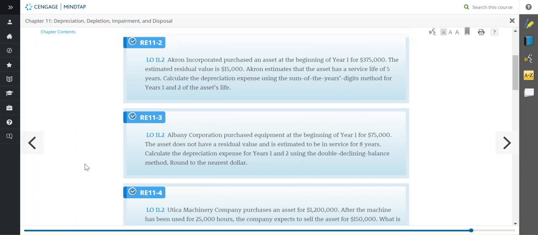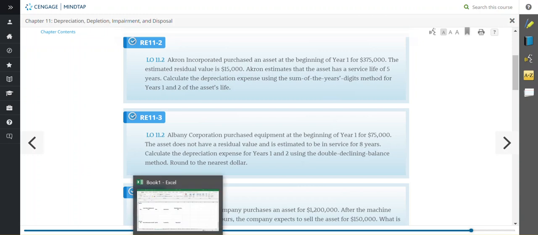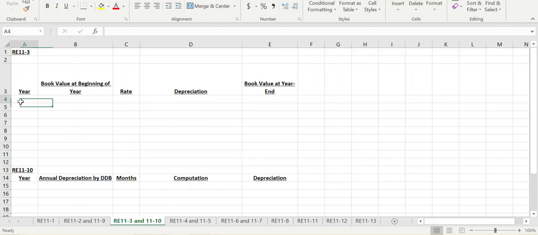So in review exercise 11.3, it tells us that our company purchased equipment at the beginning of the year for $75,000. It tells us the asset does not have a residual value and it's estimated to be in service for 8 years. So they want us to calculate the depreciation expense for years 1 and 2 using the double declining balance method and rounding to the nearest whole dollar. So we're doing this for both year 1 and 2.